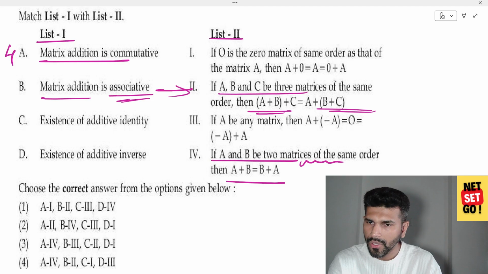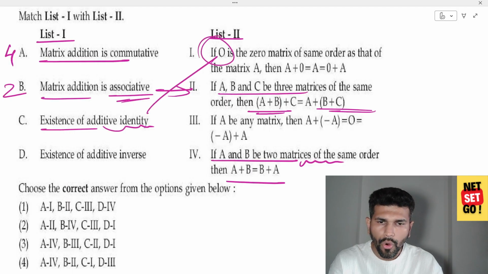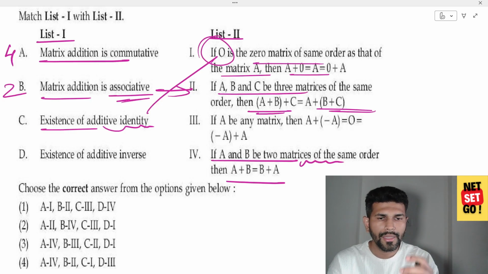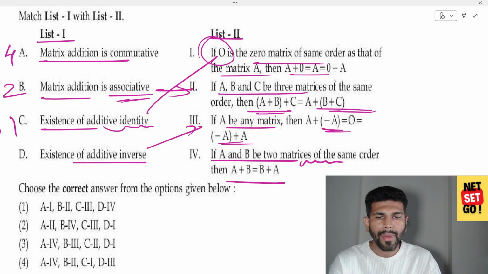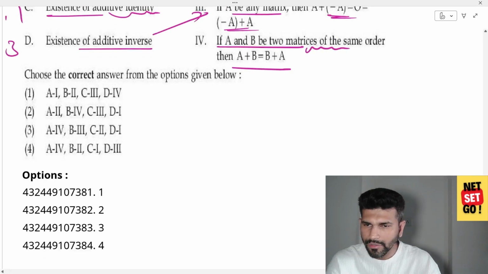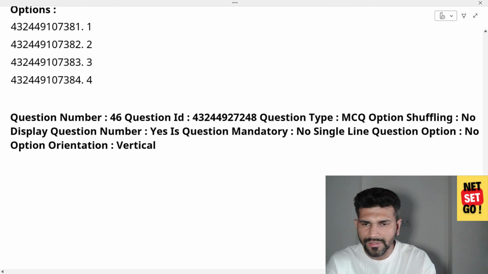So B2. Existence of additive identity, 1. If O is zero matrix of same order as that of matrix A, then A plus O equals O plus A equals A. 1. Existence of additive inverse. Inverse means negative. So if A be any matrix, then A plus minus A equals O equals minus A plus A. So 3. 4, 2, 1, 3 is correct sequence and option 4 is correct answer.